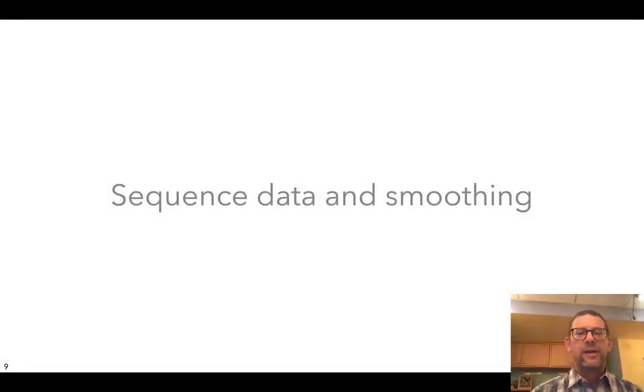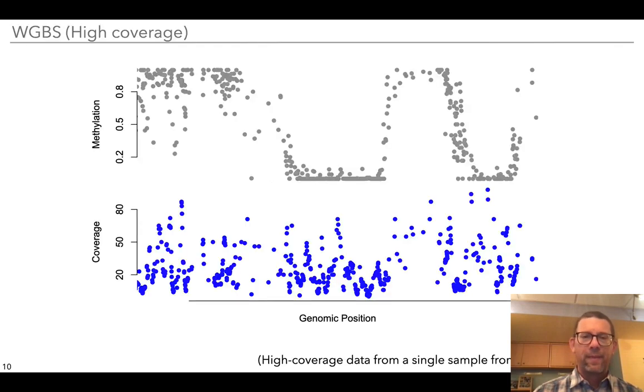So let's look at some sequence data and discuss smoothing. Here I've displayed data from the first sample, the first paper where they assayed a human sample with whole genome bisulfite sequencing. At the top, we have the percent methylation for individual CpGs. Each CpG is a dot. And this is the number 3 divided by 8 that we saw in previous slides.